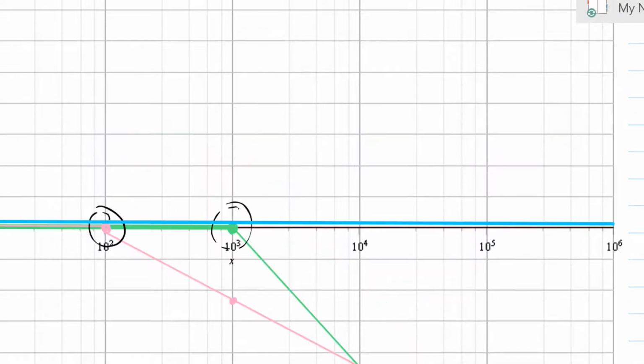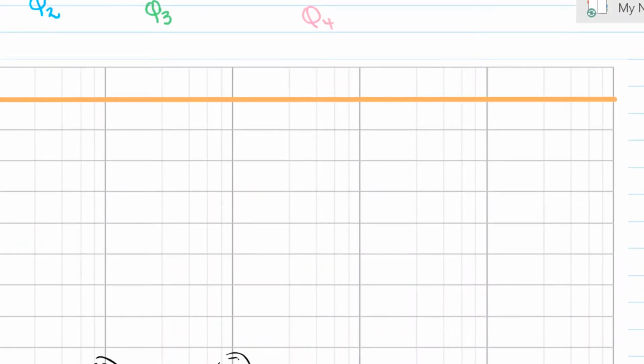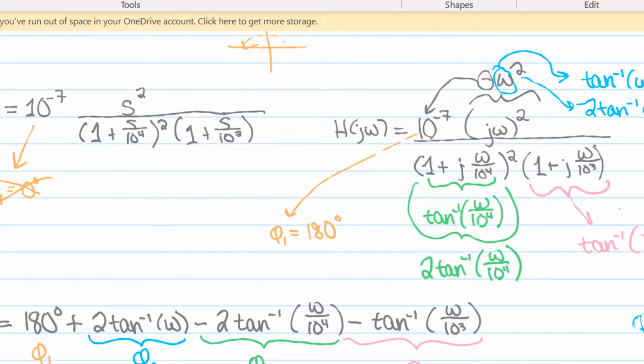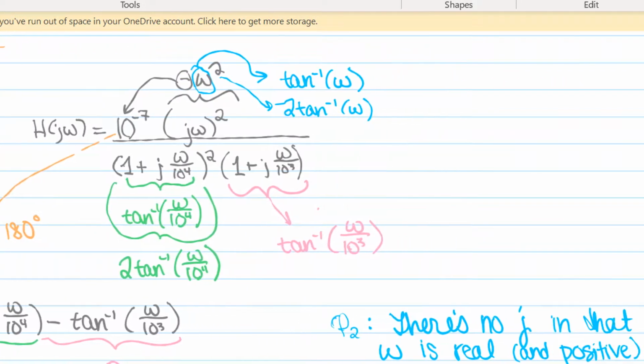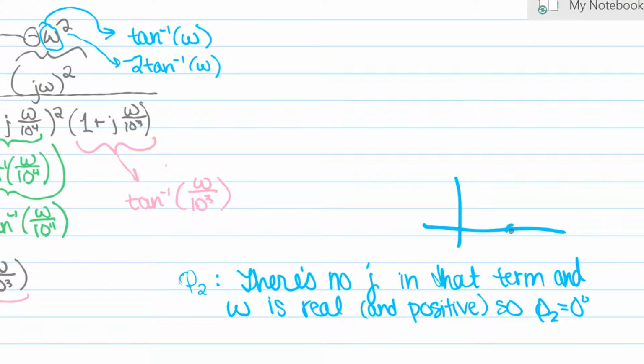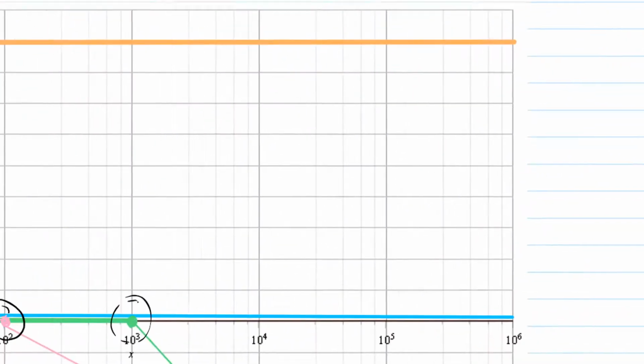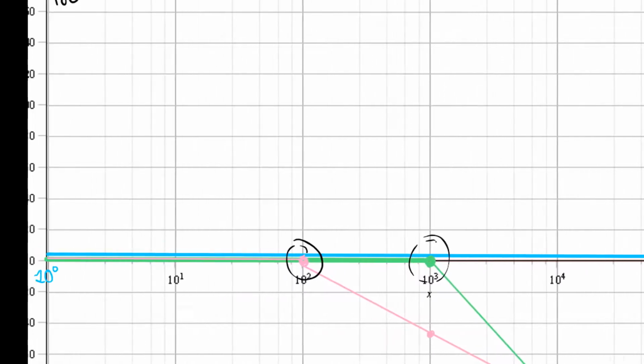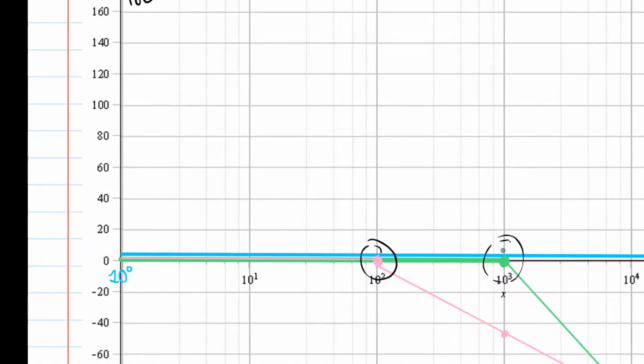Okay, I was being silly. The phi 2, I put a note in the video, but the phi 2, there was no j in that term. There's only an omega. The other ones had a j inside parentheses. After I squared, I got rid of the j. So omega, that's just the frequency, which is a real number, and it's positive. So we're always on the positive real axis, which means the angle is 0. So that graph is just a horizontal line at 0 the whole time. So then we really only have the 2 corner points at 10 squared and 10 to the third.